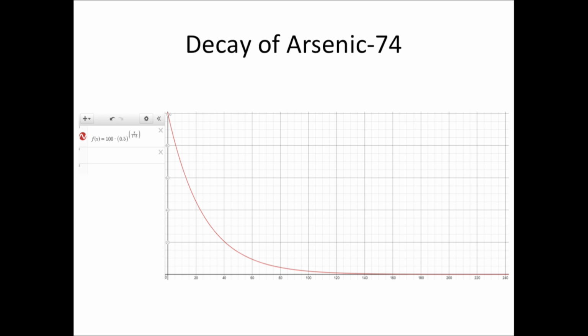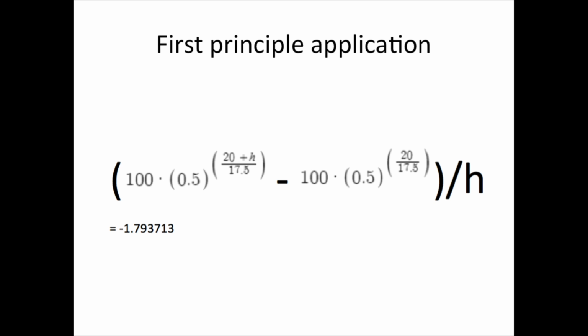We can find the instantaneous speed at which a radioactive compound, arsenic-74, is decreasing in size at any point in time. The half-life of the compound is 17.5 days, so the exponent of the formula will be t over 17.5, where t is the number of days. Assuming we started with 100 grams, the function for the amount of remaining arsenic in grams will be equal to 100 times 0.5 to the power of t over 17.5.